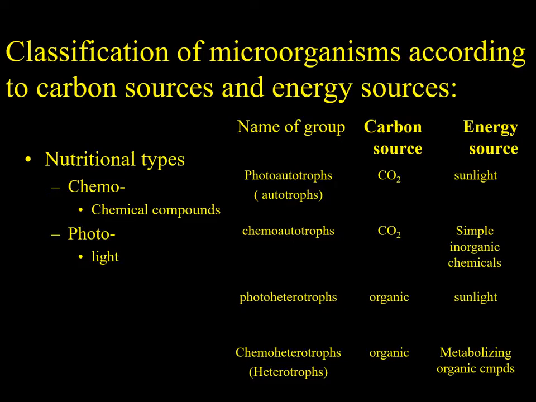In the nutritional type, chemo means a chemical compound, while photo means sunlight. We can classify into four groups. The first group is photoautotroph, known generally as autotroph, which takes a carbon source from CO2 and energy source from sunlight. The second group is chemoautotroph, which takes a carbon source from CO2 and energy source from simple inorganic chemicals. The third group is photoheterotroph, which takes a carbon source from organic material and energy source from sunlight. While the final group is chemoheterotroph or heterotroph, to which the pathogenic bacteria belong, which takes both carbon source and energy source from organic compounds.